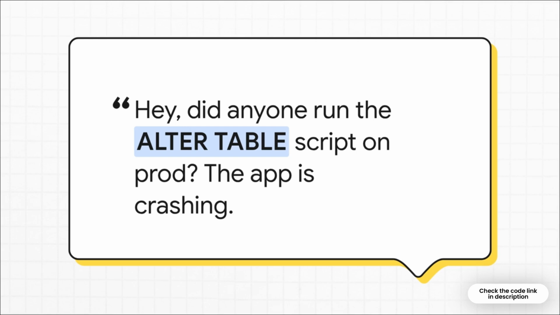You ship a brand new feature, the code compiles beautifully, your CI/CD build passes with flying colors, and the deployment goes out. You're feeling great. And then that dreaded Slack message pops up. The application is crash looping. Why? Because someone somewhere along the line just forgot to manually execute a database script.